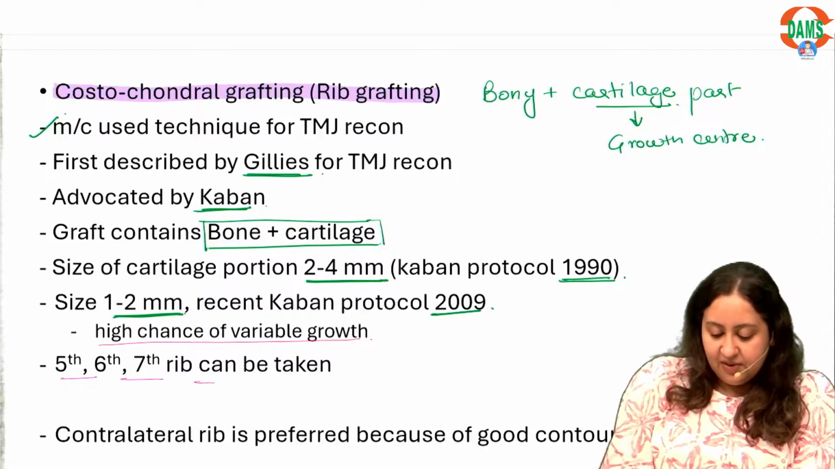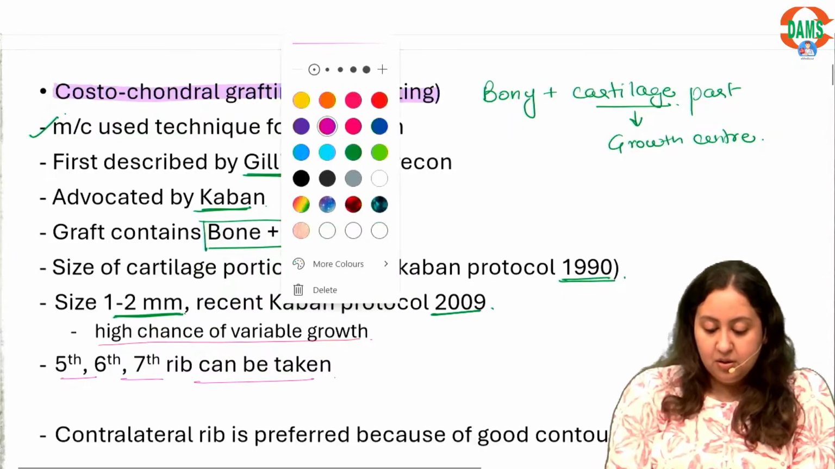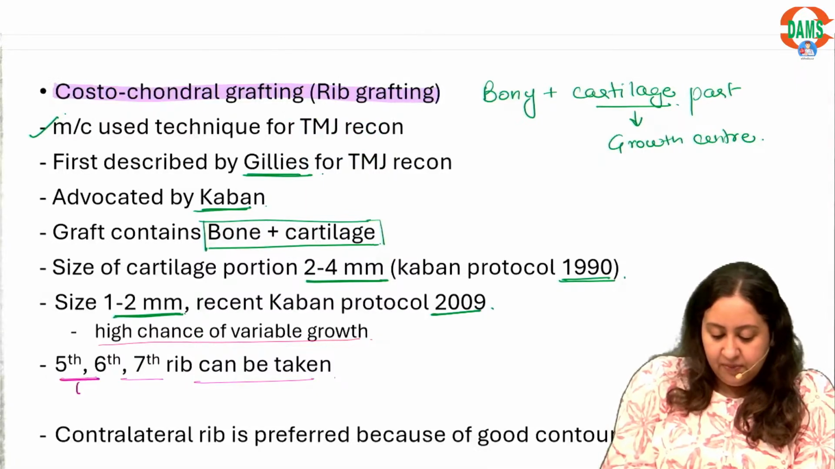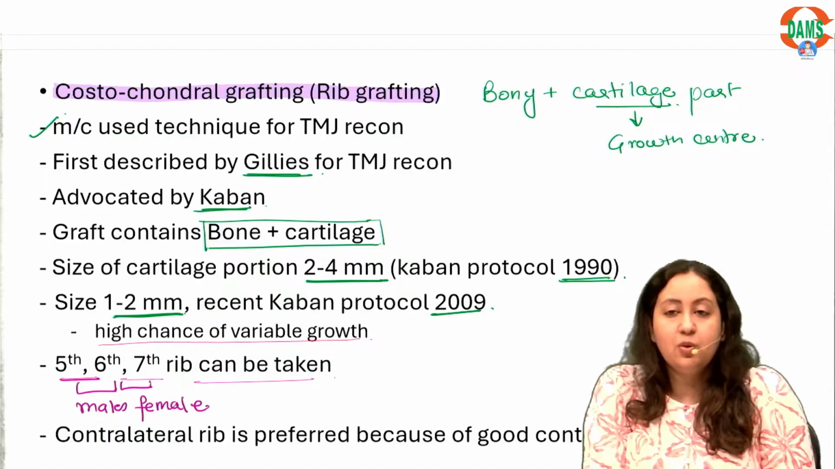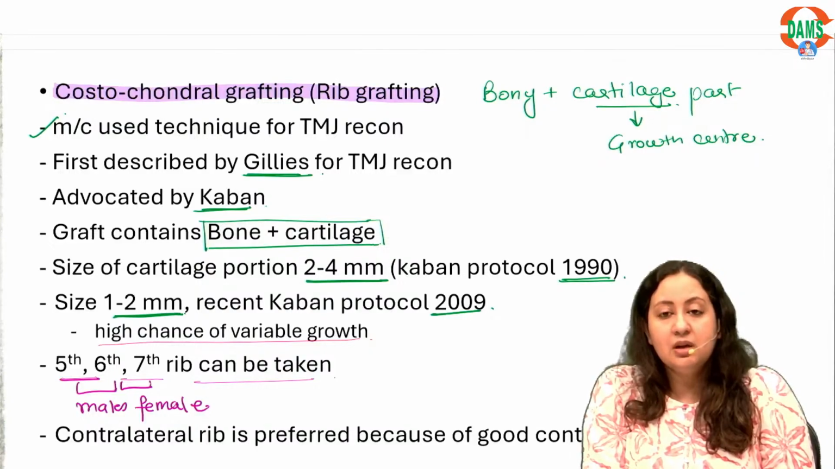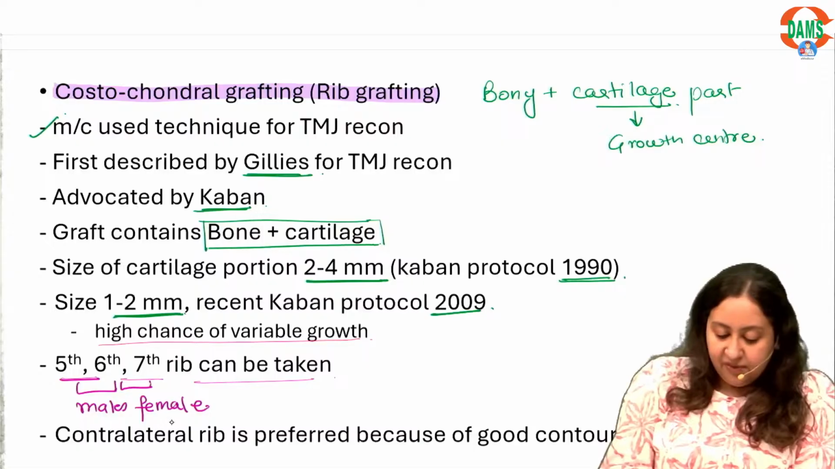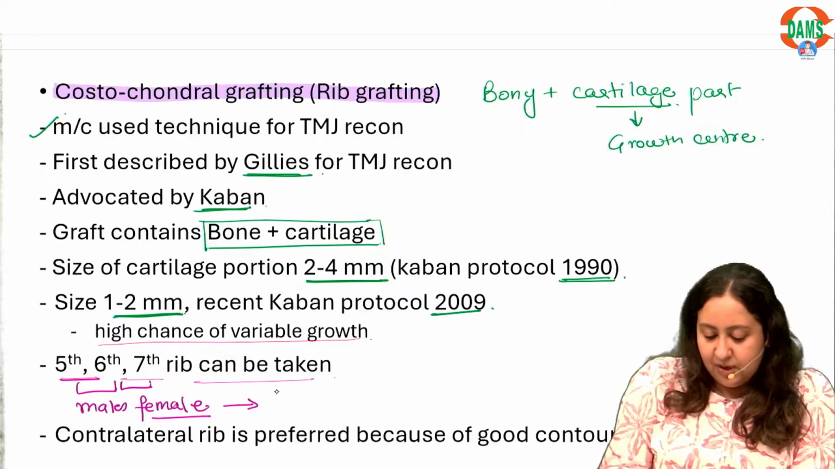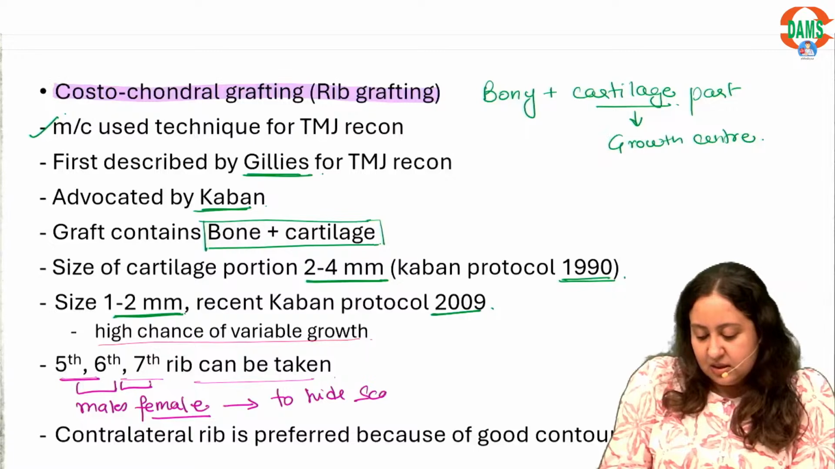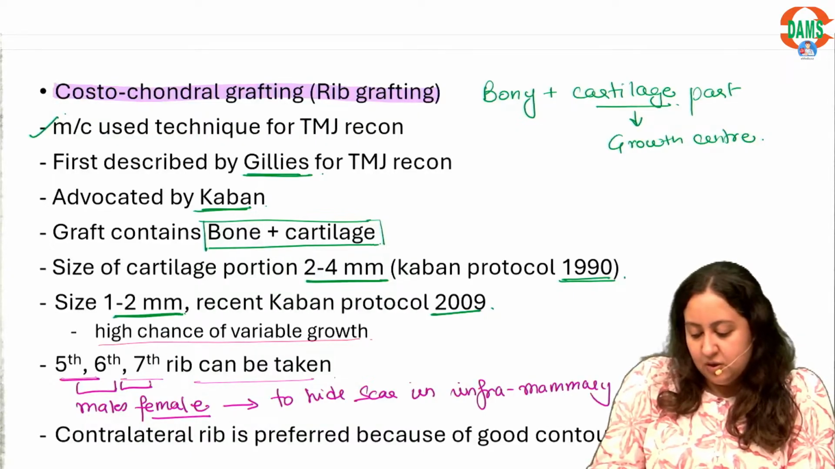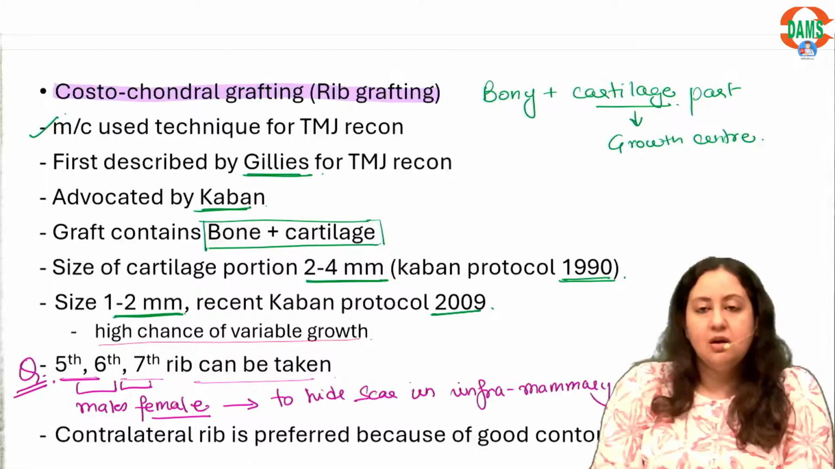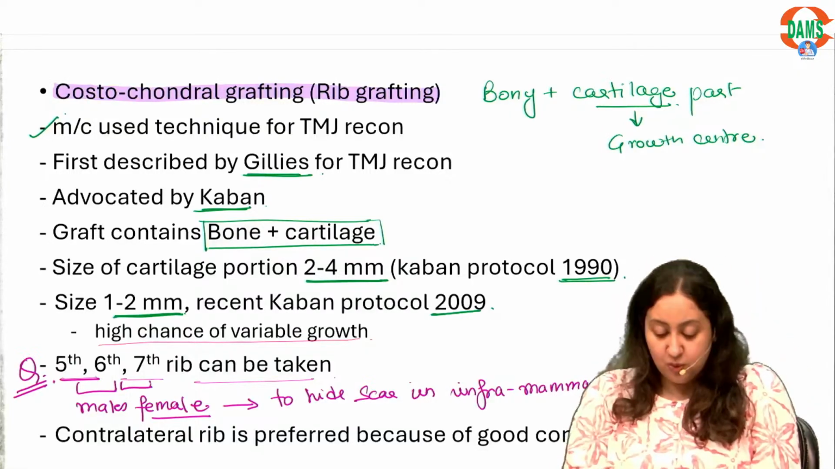Fifth, sixth, and seventh rib can be taken for grafting. Fifth and sixth is preferred in males, and sixth and seventh in females. So the common rib which can be harvested for both the genders is rib number 6. Sixth and seventh rib is taken for females to hide the scar in the inframammary crease. So this was the point that gave us the answer to the question that we just discussed.